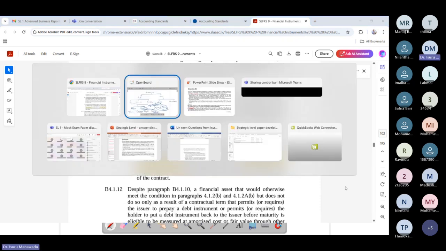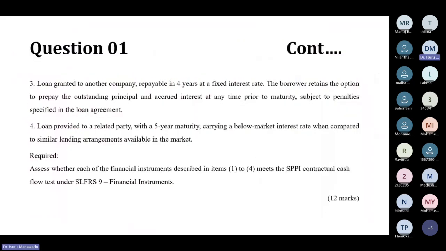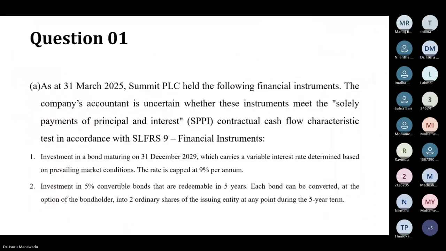Right. Okay, now we can go to question number 1, part A. Now look at this. As at 31st March 2025, Summit PLC held the following financial instruments. The company's accountant is uncertain whether these instruments meet the solely payments of principal and interest contractual cash flow characteristics test in accordance with SLFRS 9 Financial Instruments. Right.